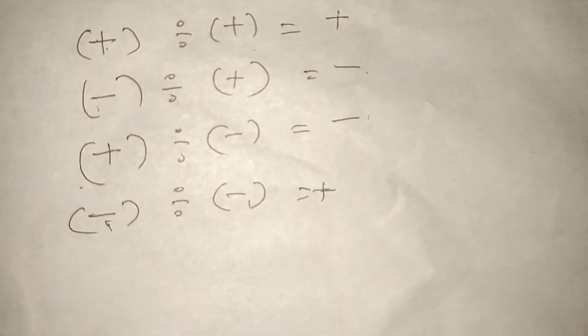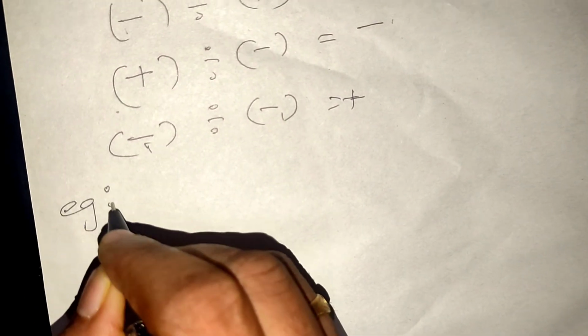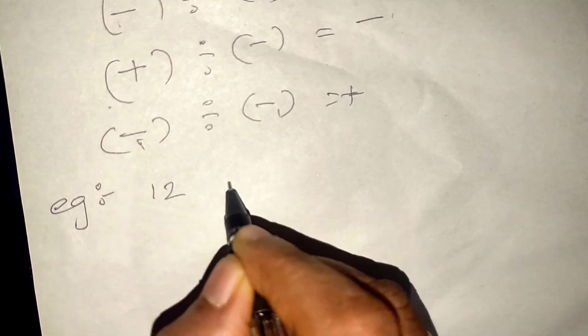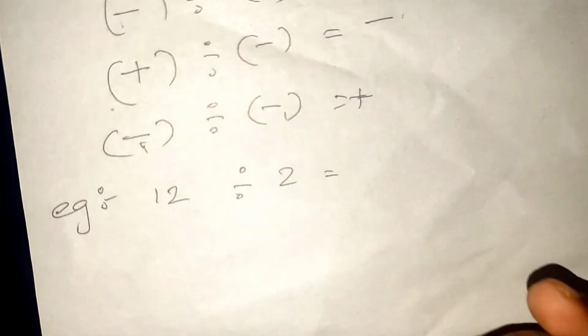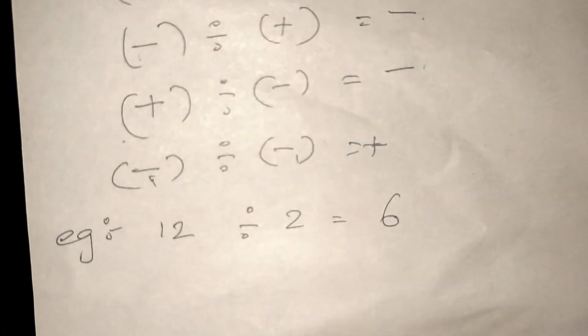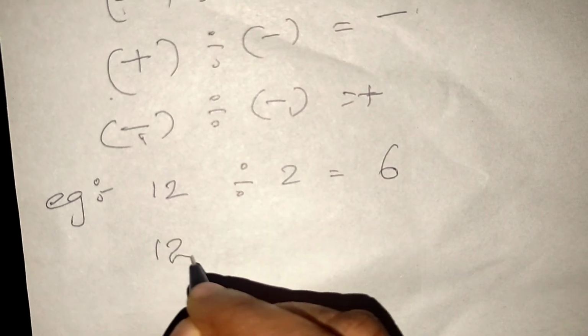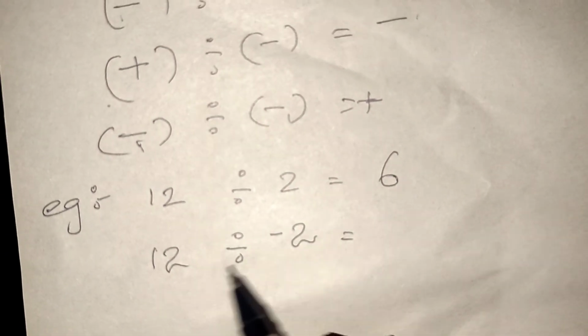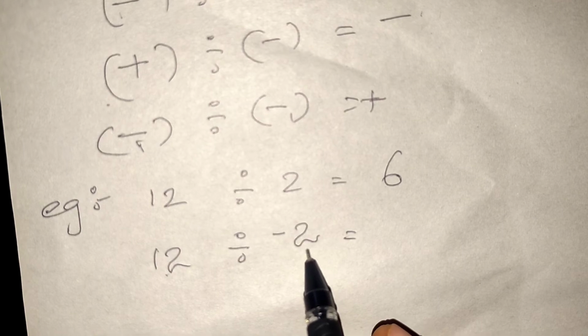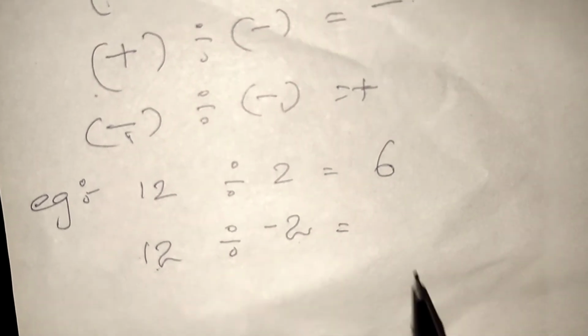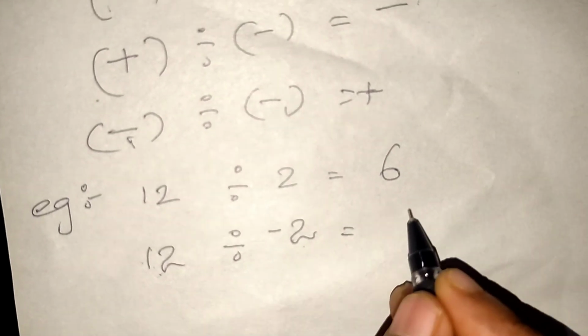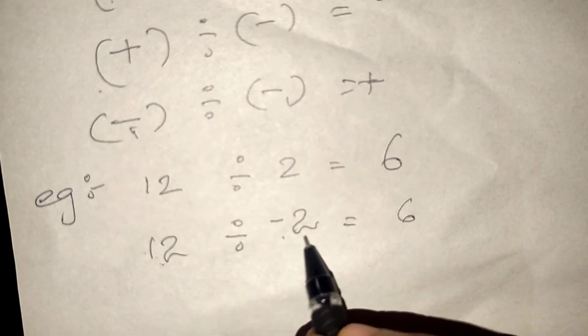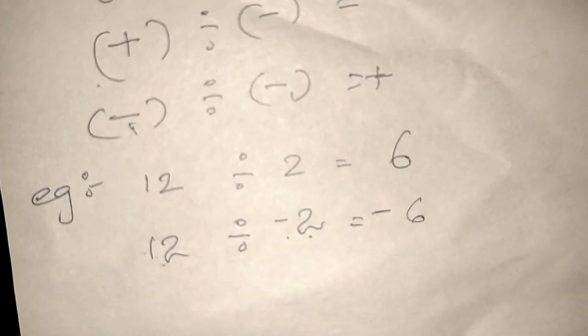Okay, let us have some examples. See, here we have 12 divided by 2. What is 12 divided by 2? It is 6. We know that. Then what about 12 divided by negative 2? One is positive and the other is negative. Okay. Without sign, find out the answer. What is 12 divided by 2? 6. But here one number is negative. So the answer is always negative.